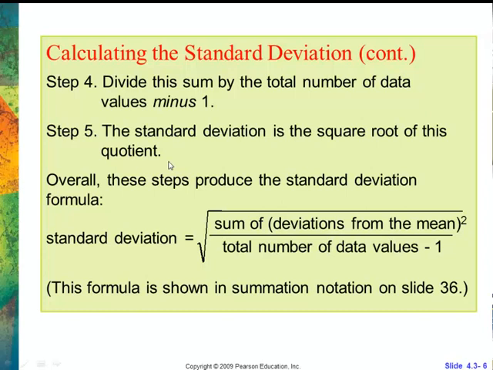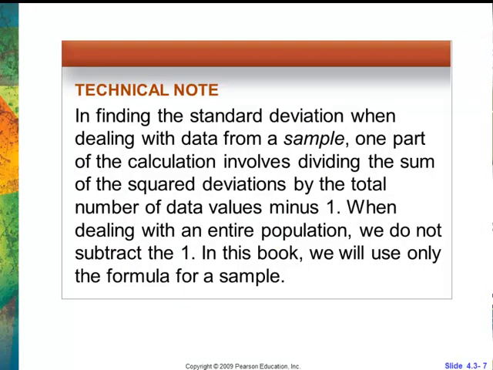So that whole 5-step process looks like this. Standard deviation is equal to the square root of the sum of the deviations from the mean squared. So we take the deviations from the mean, we square them, then we add them all up. Then we divide by the total number of values minus 1. We're going to see a formula for how to do this next.